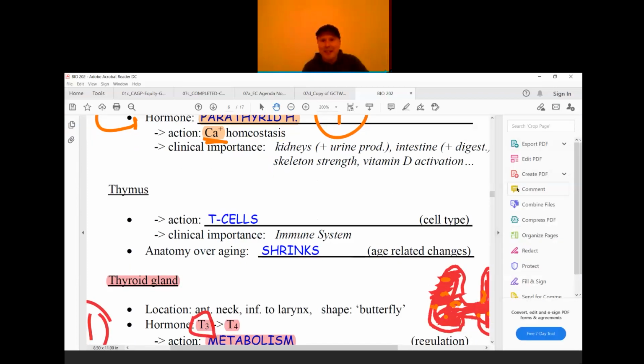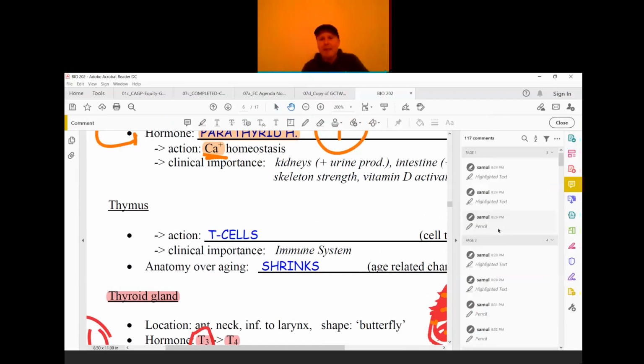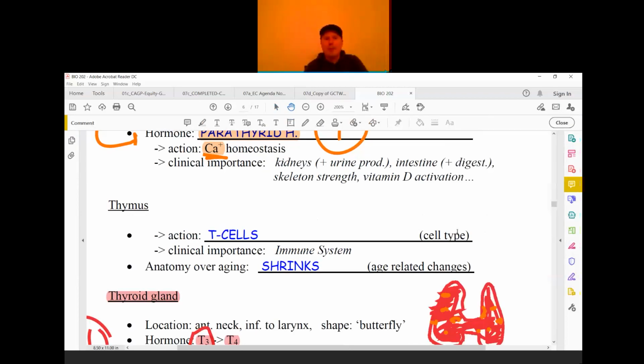So let's have a look at the thymus a little bit. Buddy, you're gonna just go and cause trouble, so you're stuck with me. That's how I get my friends. Someone causes trouble and they have to hang out with me.